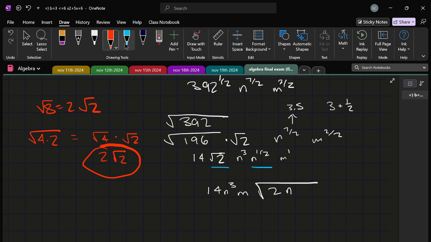And I'll show you guys one more time. This went over here, and this went over here, or under the square root.